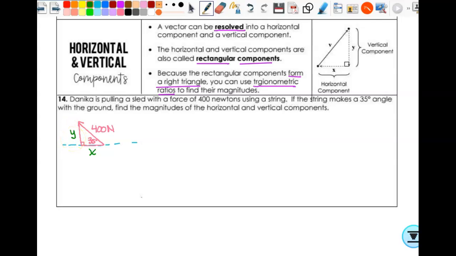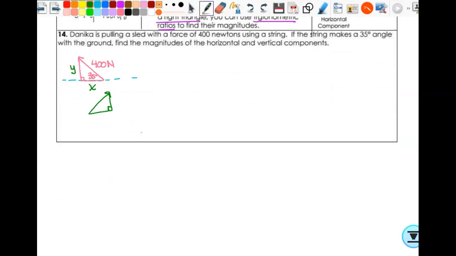Now, I drew the triangle this way. We don't know which direction she's pulling. She could be pulling it in this direction, right? It'd be better if my picture's better. She could be pulling in that direction. So this vector would have a negative x and a positive y component. This one would have a positive x and a positive y, right? But we don't know which direction she's pulling in. So how I draw my triangle really doesn't matter. In the end, my components are just going to be the positive version anyway. So we're just going to use the absolute value of x.